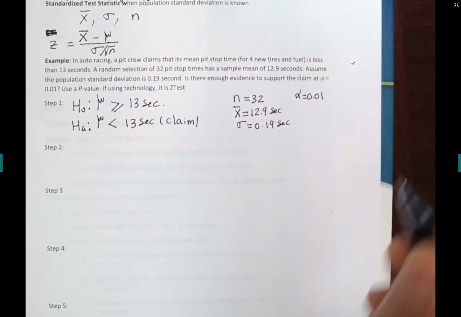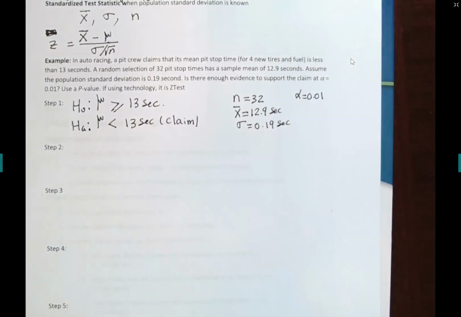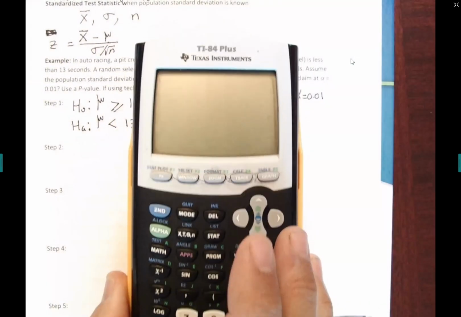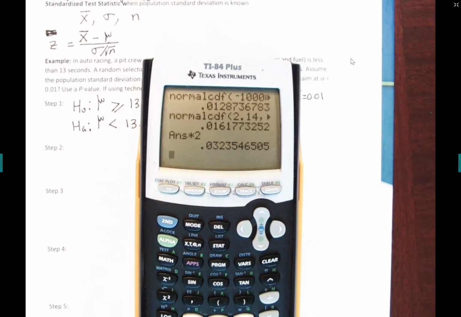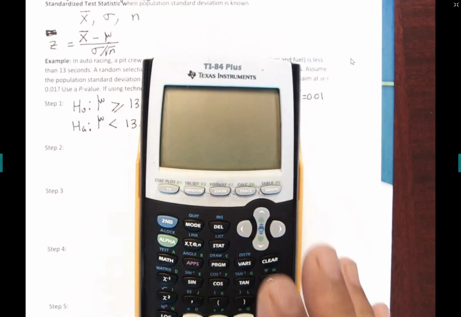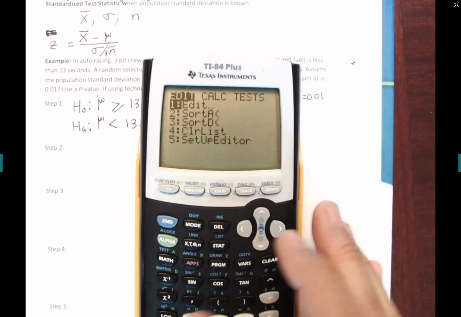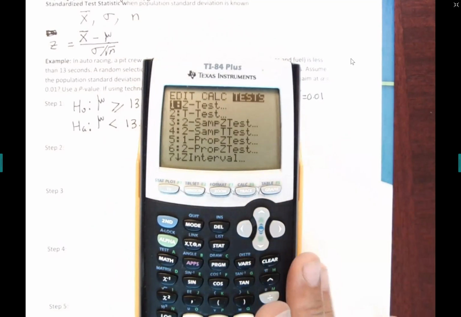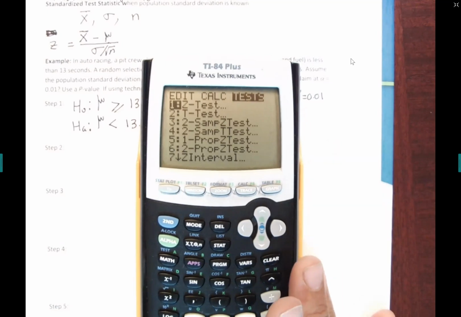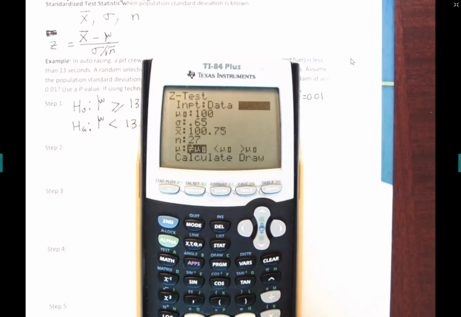All right. You're ready to see how the calculator is going to perform step 2 and 3, and then you will be able to do step 4 and 5. So let's get ready. Turn the calculator on. I'm going to clear the screen and watch, guys. You go to stat, you go to tests, you go to Z test. So section 7.2 is Z test.